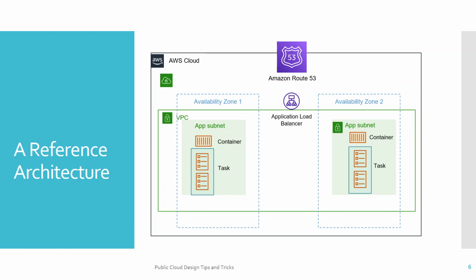The second availability zone also has a similar set of applications, and now it is exposed publicly. The request comes in using Amazon Route 53, and that drops into the application load balancer, and based on the URL pattern, the application load balancer sends the request to the specific application or task. So that is how a reference architecture looks.